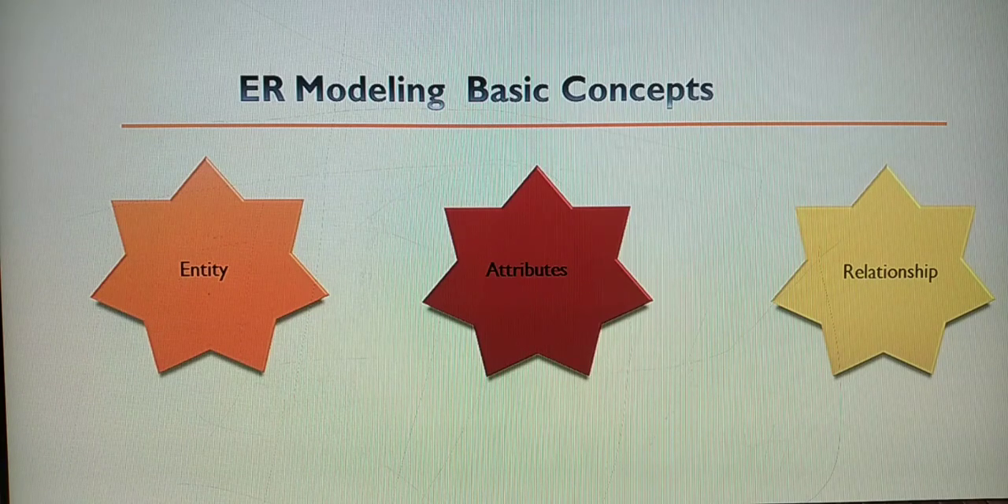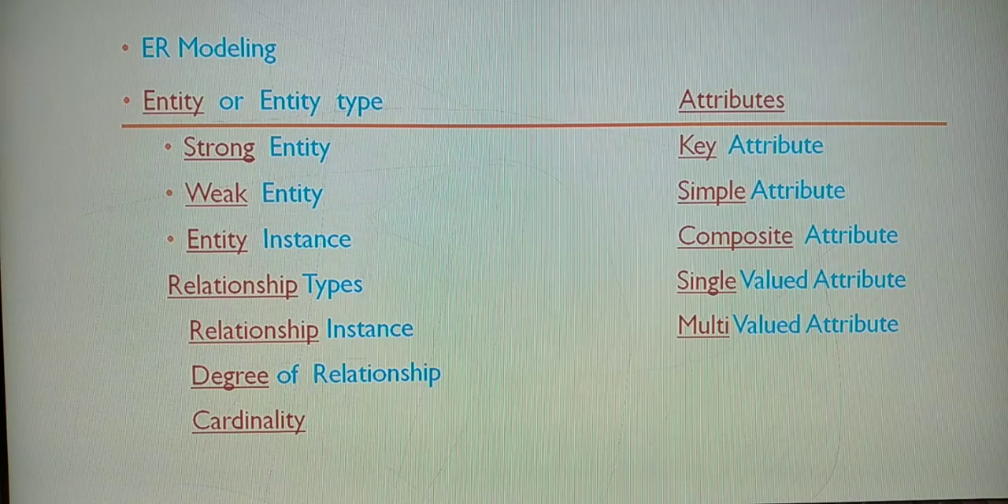So three concepts you are having, that is your entity, attributes, and the next one is your relationship. So under entity you are having strong entity, weak entity, and entity instance. So under attributes, what else you people are having? Key attribute, simple attribute, composite attribute, single valued attribute, and the next one is your multi-valued attribute. And next we have discussed relationship types, that is your relationship instance, degree of relationship, and the next one is your cardinality.